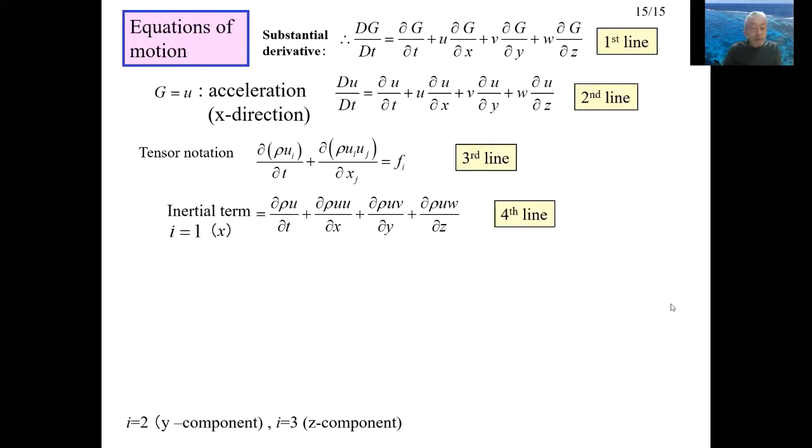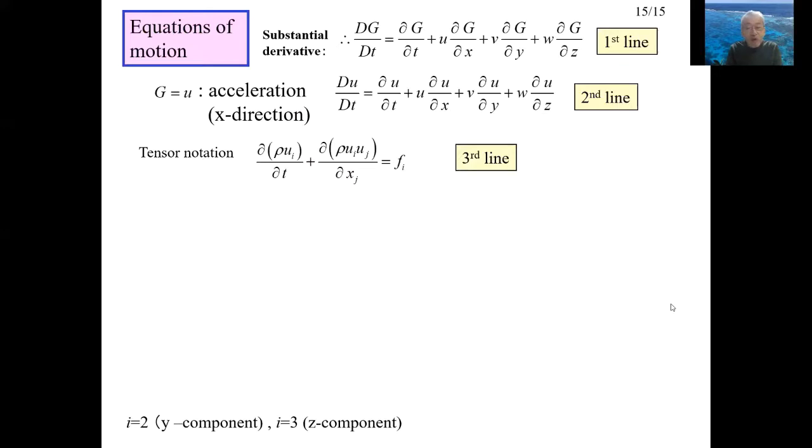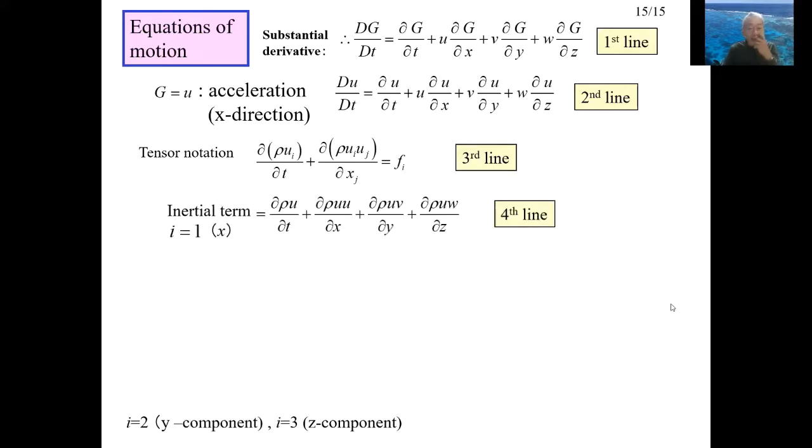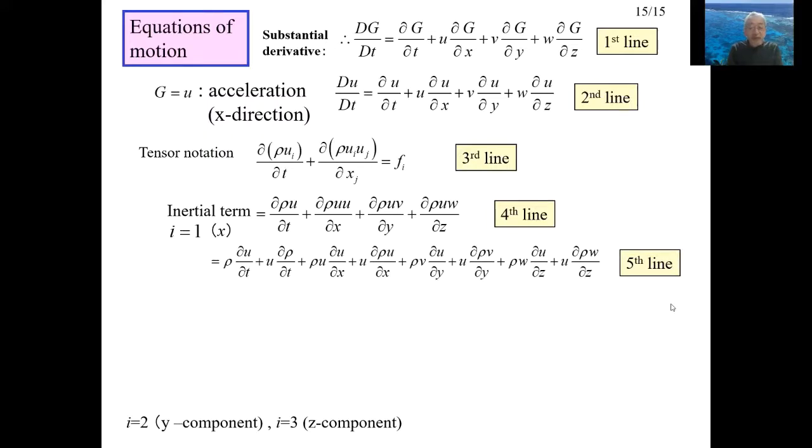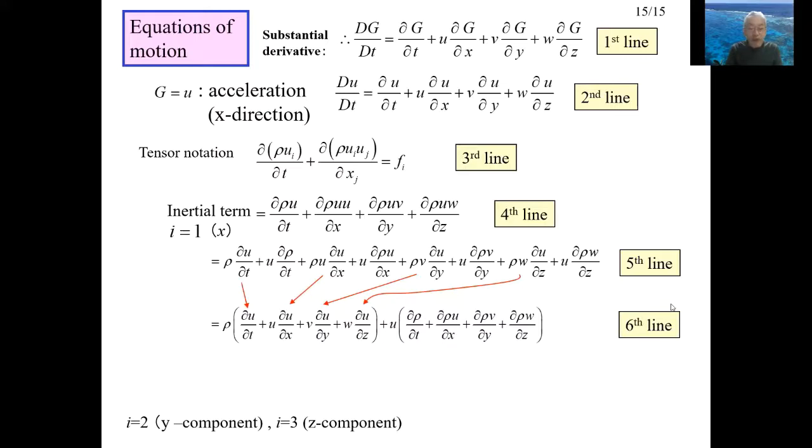Putting ui equal u and rewriting the formula according to the Einstein summation convention, we get the formula on the fourth line. Expanding the formula on the first line gives the formula on the fifth line. If we enclose the formula on the fifth line with rho and u, you get the formula on the sixth line. You can see the inside of the parentheses enclosed in u is 0 owing to the continuity equation. The inside of the parentheses enclosed in rho is the substantial derivative of u.